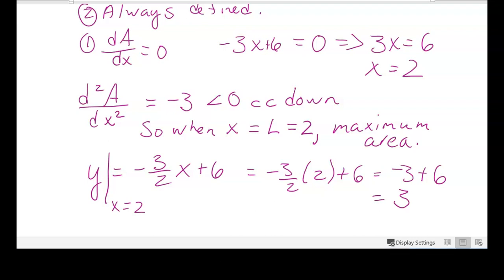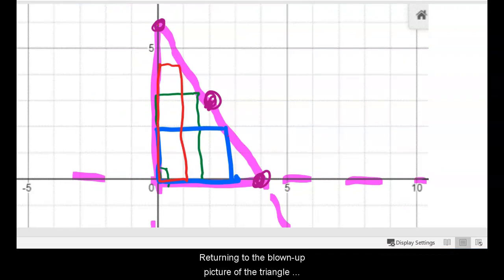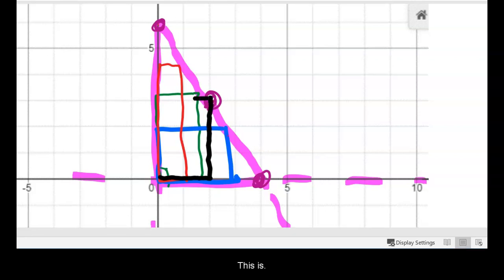Returning to the blown up picture of the triangle, remember that we found that the maximum area rectangle is 2 wide or 2 long and 3 high. This is the rectangle with the maximum area. You can tell by looking at it that it does have a bit more area than both the red and the green, though it's not entirely clear that it is in fact larger than the blue.